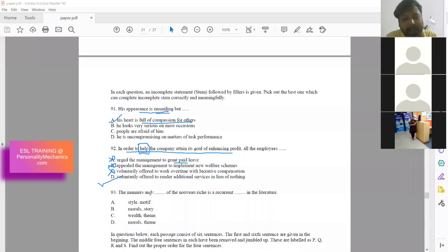Next is, the manners and dash of the nouveau riche is the recurrent dash in the literature. What do you mean by nouveau riche?